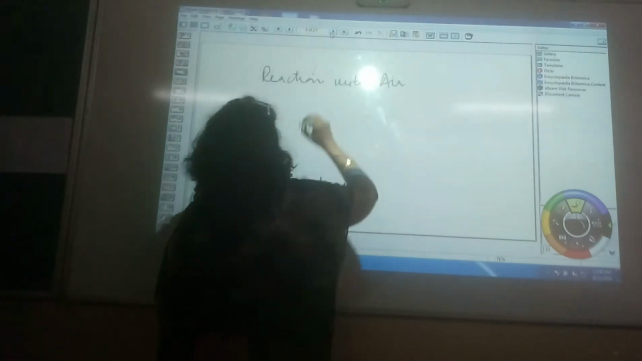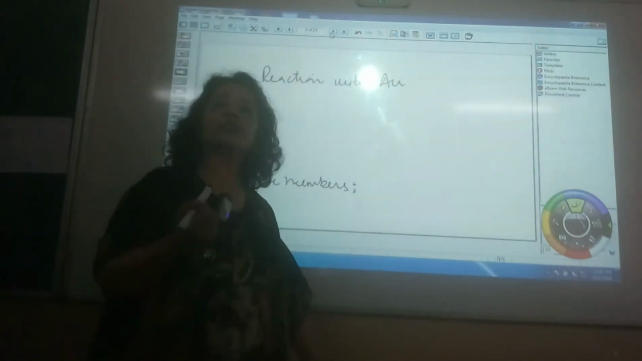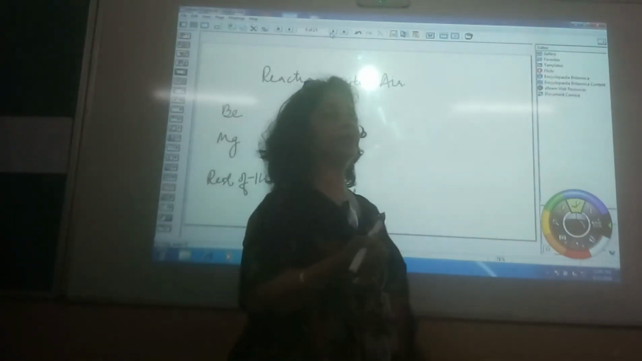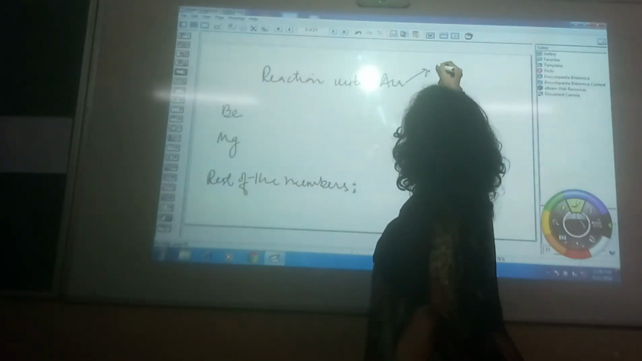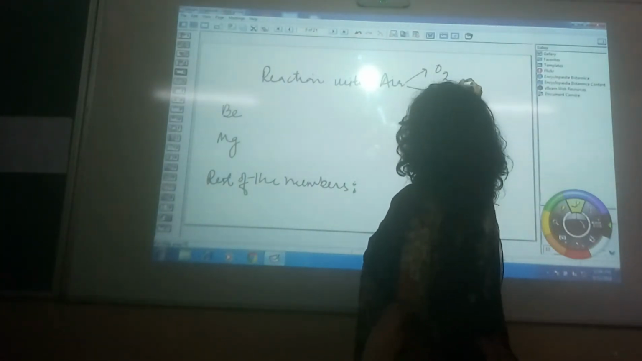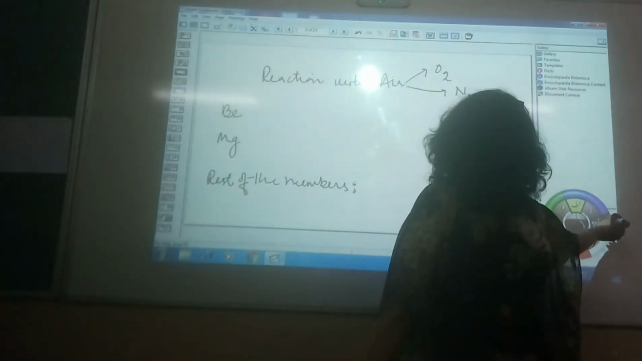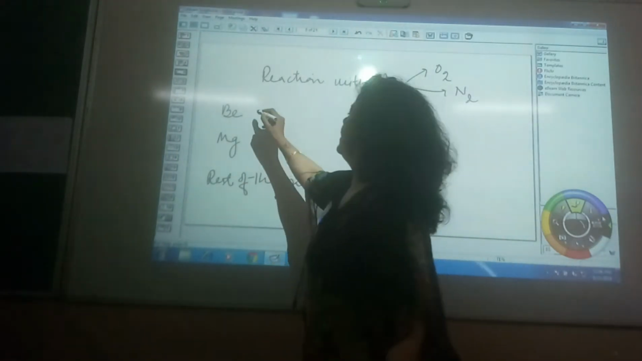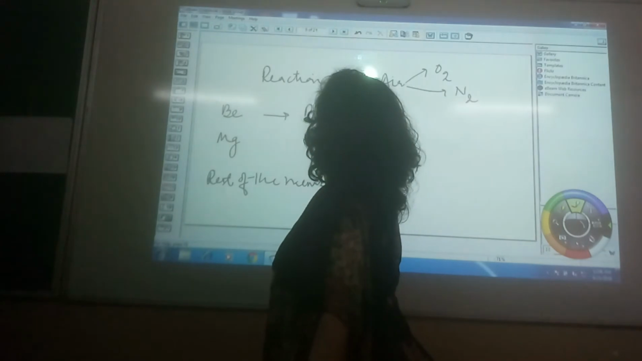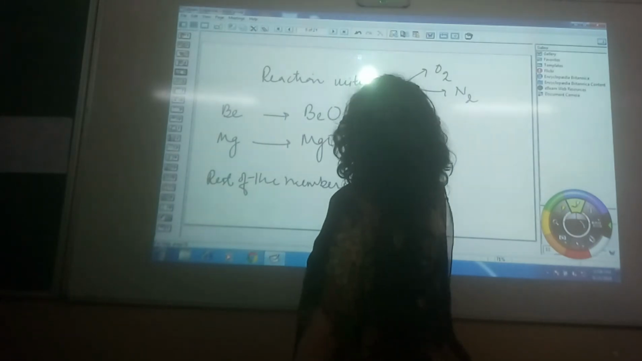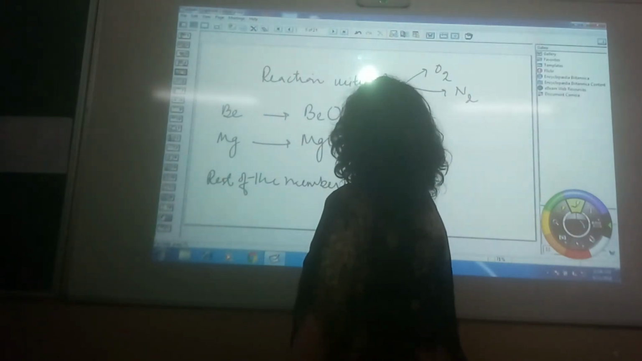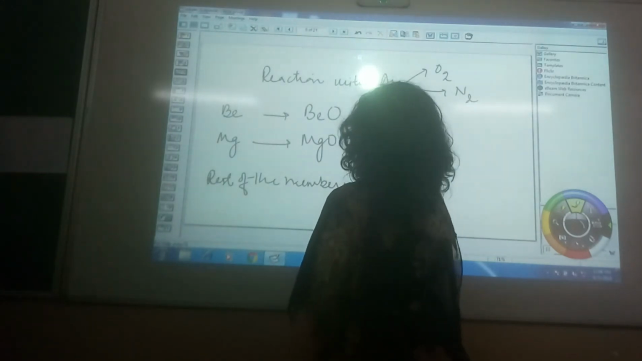Moving ahead. Coming to the chemical properties, let's talk about the reaction with air. When we talk about air, we are talking about oxygen and nitrogen gas, which are the major components in the air. Beryllium reacts with oxygen to form beryllium oxide. Magnesium reacts to form magnesium oxide. Beryllium also can form beryllium nitride. Magnesium also can form magnesium nitride.